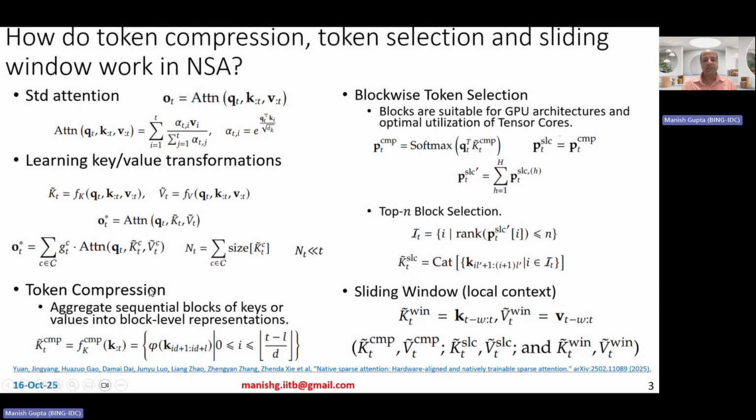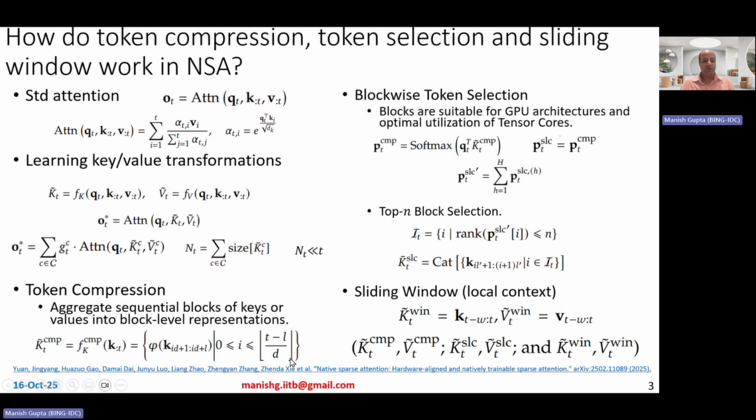So what is token compression? In very, very simple words, it means that you take your keys and values, which are up to a time history t, small t. And what you do is divide them into blocks, and then you have one representation for each block. Okay. So you have a sequence of length t, and what you do is build blocks of size L, right? So L is the length of the blocks, and D is the hop, the skip length.